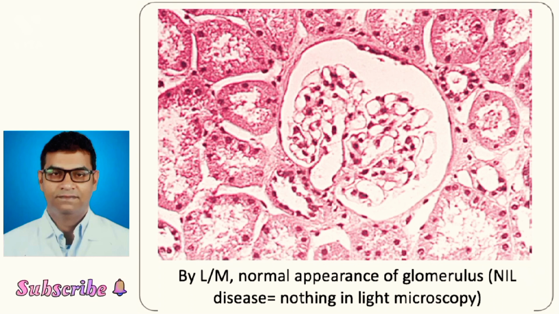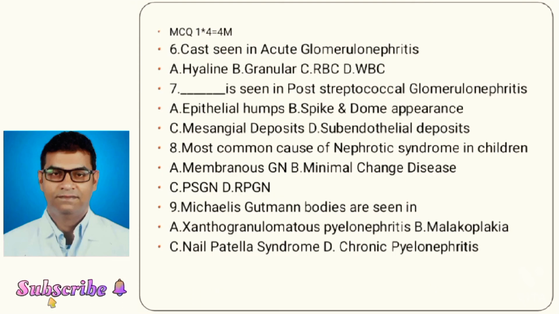Clinical course is excellent prognosis, and 90% will respond rapidly to the steroids. Renal function remains normal, no hypertension or hematuria. Selective proteinuria is seen. The final question: Michaelis-Gutmann bodies are seen in option A, xanthogranulomatous pyelonephritis, option B, Malakoplakia, option C, nail patella syndrome, option D, chronic pyelonephritis.